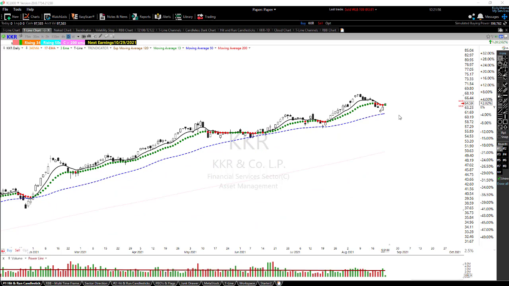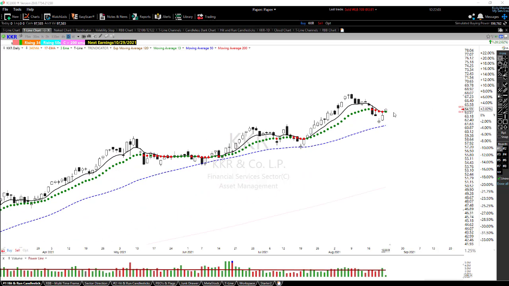So while I love the chart, I don't think I'd be buying it just yet. Again, I want to see that rest, and that rest can be just sideways, and then I want to see it moving up. Hope that helped, okay?